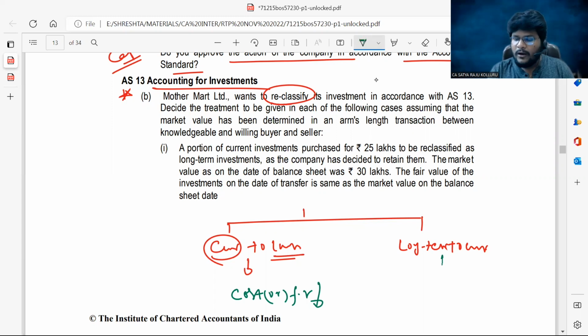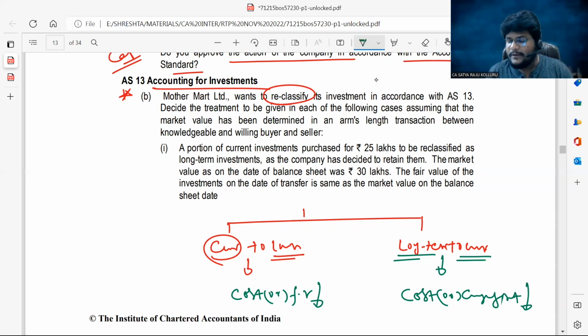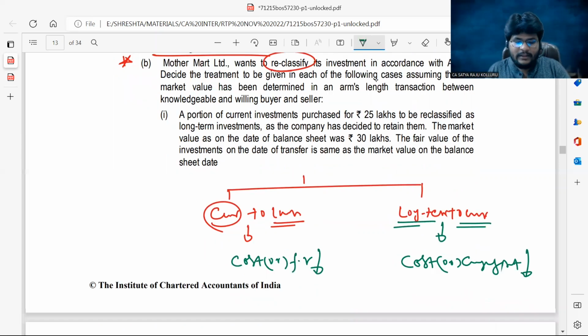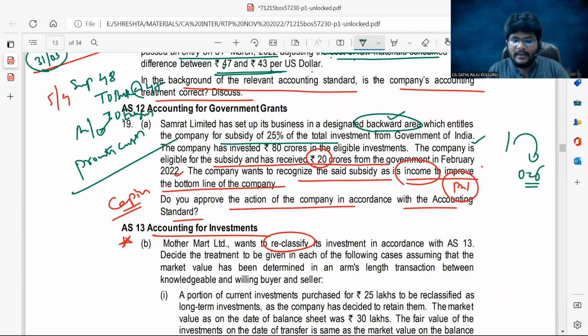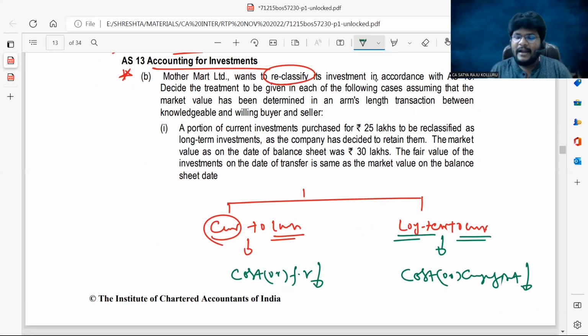Now coming to long term to current, in future you may get a chance to compare the cost with fair value. That's why at this instance you can compare the cost with the carrying amount: cost or carrying amount, whichever is lower. Now coming to the questions, they are giving 3 scenarios in total. In each and every scenario we need to check at which value, as on the balance sheet date, we need to report such investments.